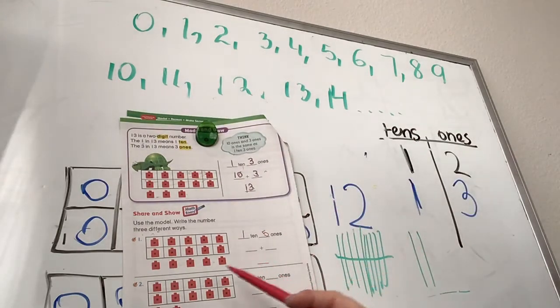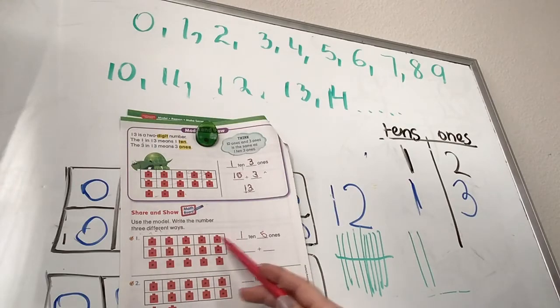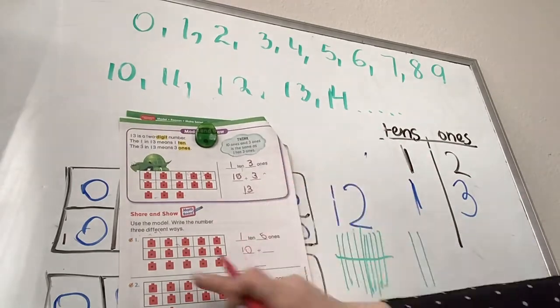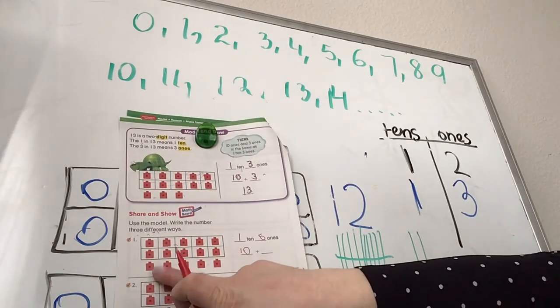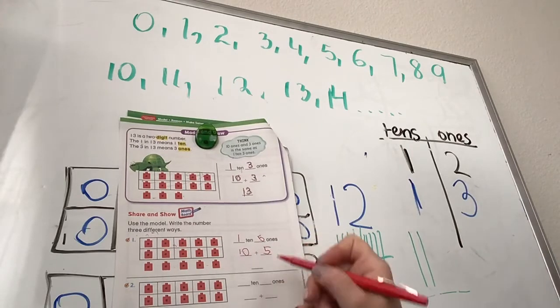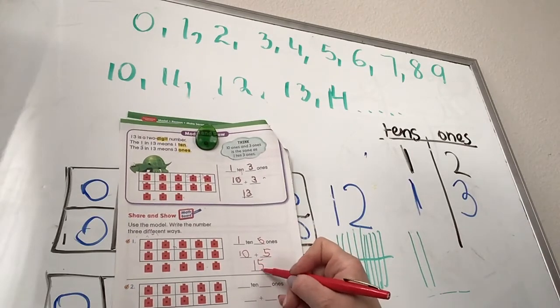What is a different way to write it? What's the number that the 10 frames are showing me? 10. What's the number that the cubes on the bottom are showing me? 5. 10 plus 5 equals 15.